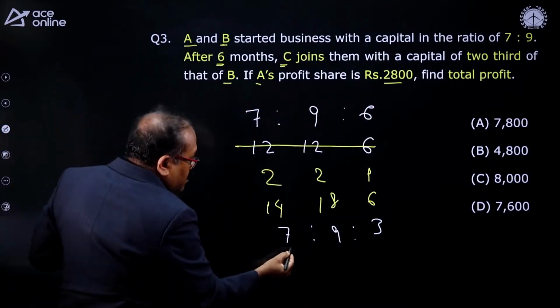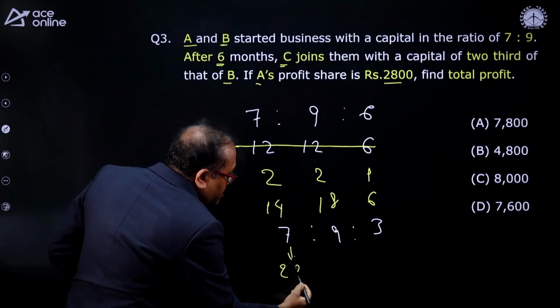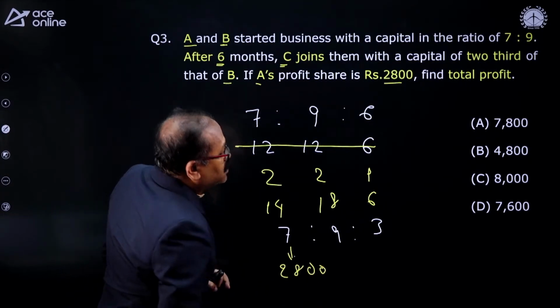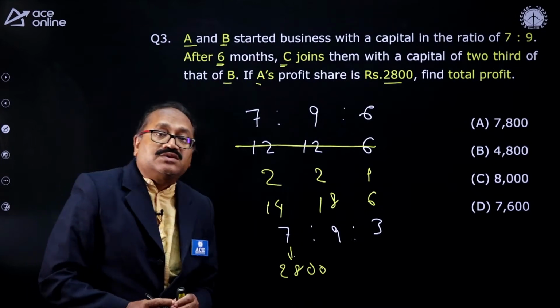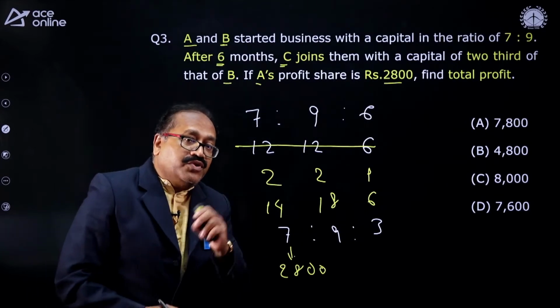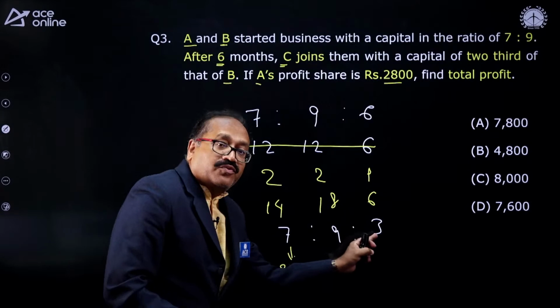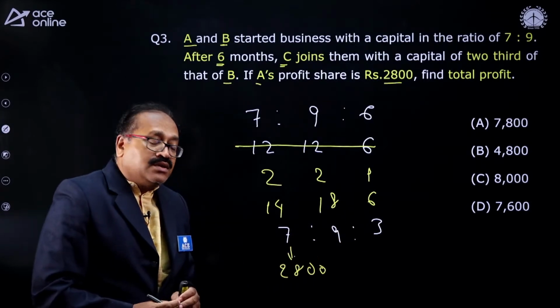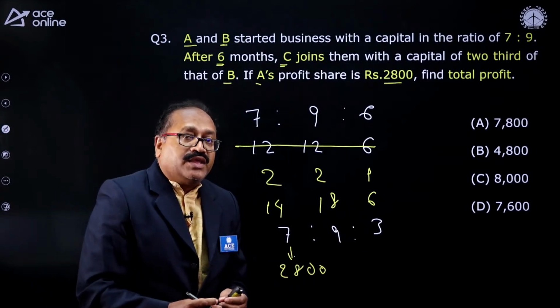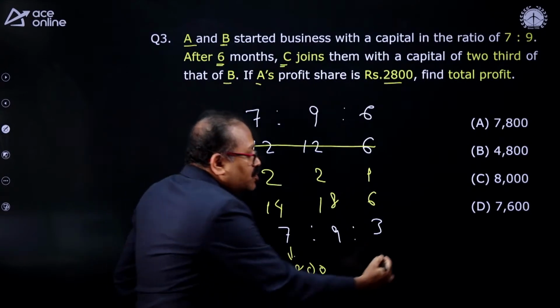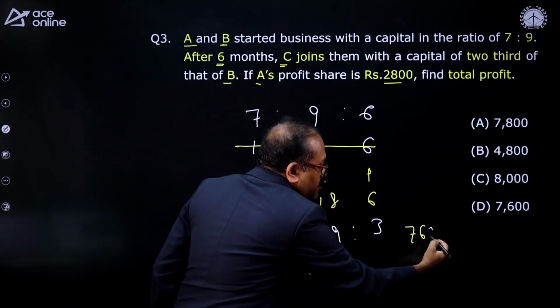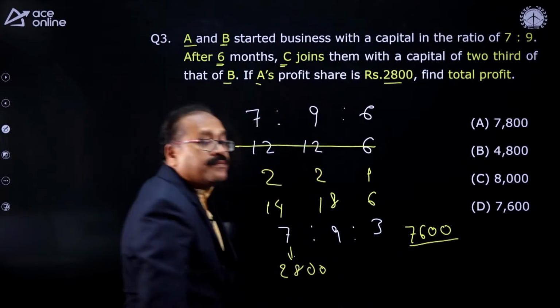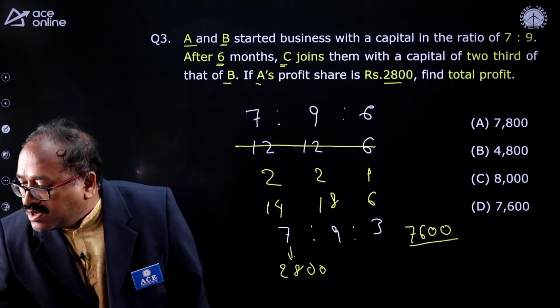So look at this one. If A is 2,800, am I right? That is, 7 parts is 2,800, so 1 part will be 400. Then what is the total profit? The total parts are 19. So 19 into 400, that is 7,600. So the total profit should be 7,600. Anyone got the answer?